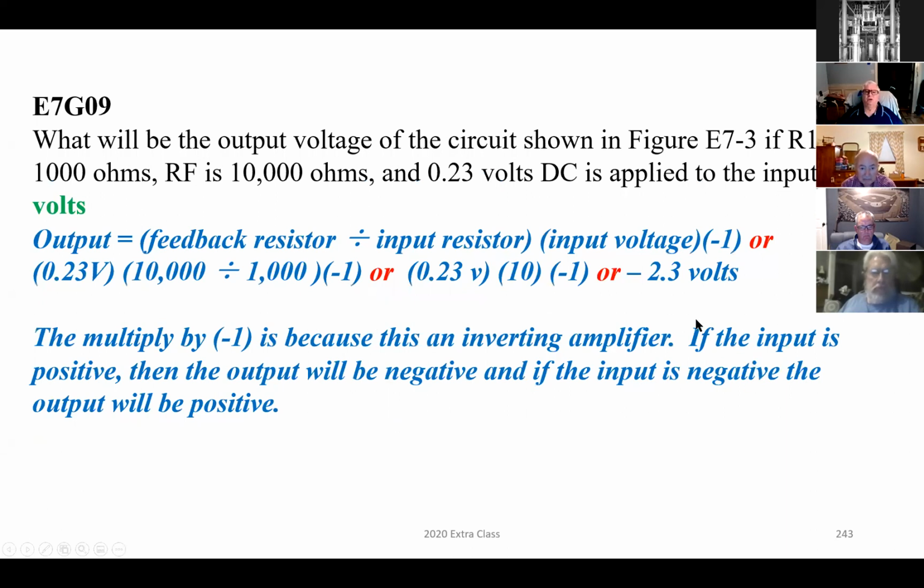There again, here is your formula: output is equal to feedback resistor divided by input resistor, times input voltage, times -1, or 0.23 volts times 10,000 divided by 1,000 times -1, or 0.23 volts times 10 times -1, or negative 2.3 volts. Okay, the multiply by -1 is because this is an inverting amplifier. If the input is positive, then the output will be negative, and if the input is negative, the output will be positive.